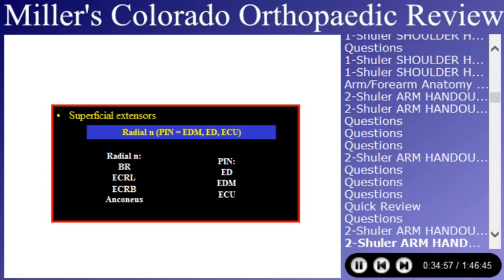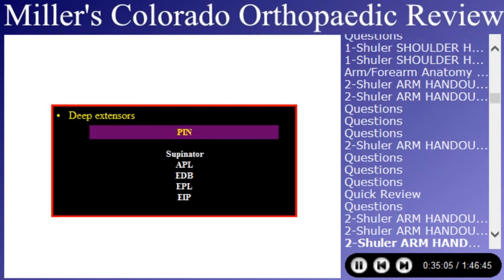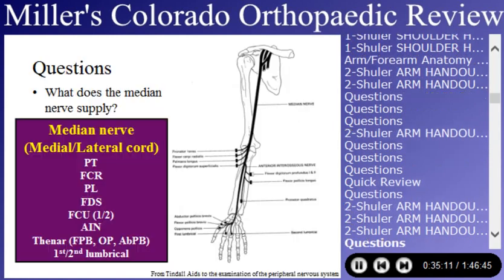Superficial extensors, I have listed here the radial nerve innervated ones, posterior interosseous innervated, deep extensors, PIN, shown here. Median nerve supplies the structures listed. Once again, look at your diagram for the anterior interosseous nerve. Last to come back is pronator quadratus, and for some odd reason, they love pronator quadratus in cross-sectional anatomy.